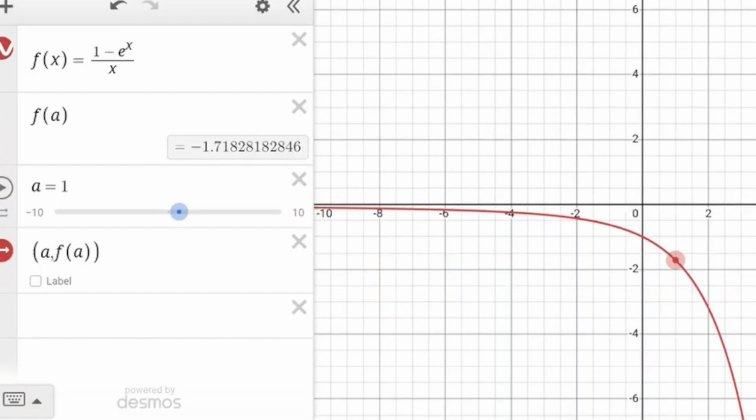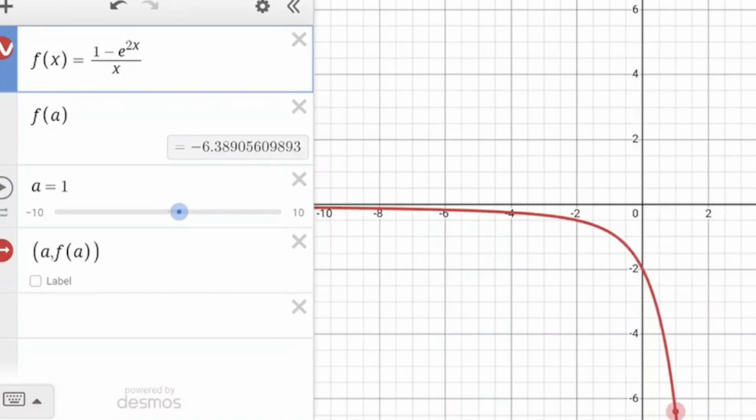All right, so there you go. So there's the graph of f of x. And I'm realizing I haven't typed it in right. Alright, there we go, that's more like it. So that's f of x equals 1 minus e to the 2x divided by x.